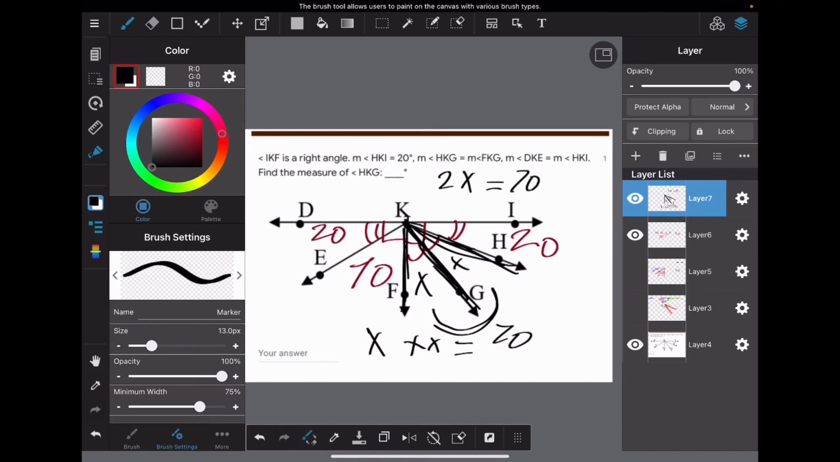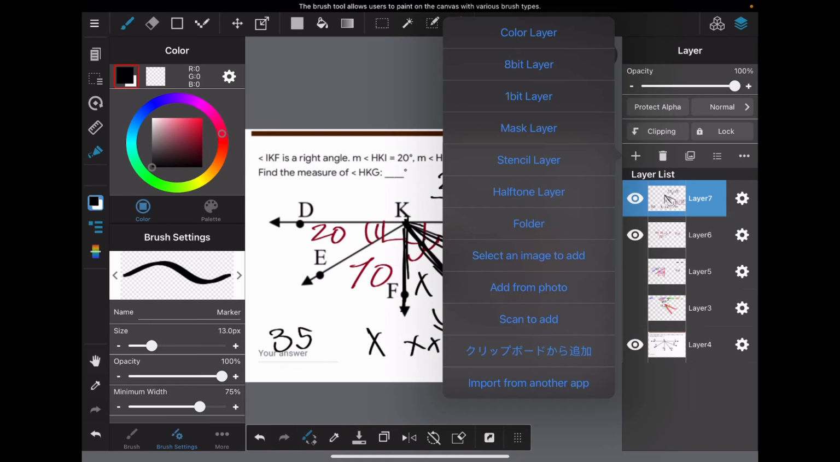And now, to solve for the equation, we have to divide both sides by 2. You can do it individually by putting each side of the equation over 2, or you can do it like me, and I just put the whole thing over 2. So 2X divided by 2 is just X, and 70 divided by 2 is 35. So we know that X equals 35 degrees. That's our answer.